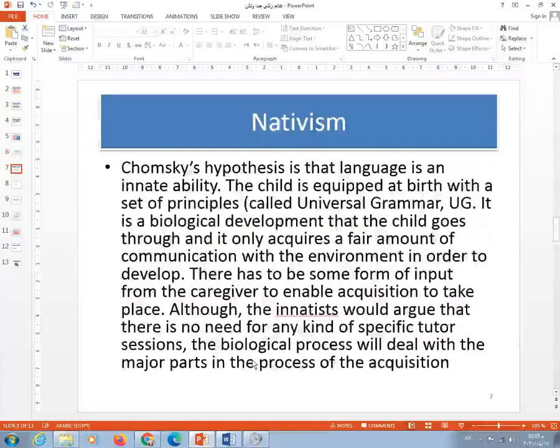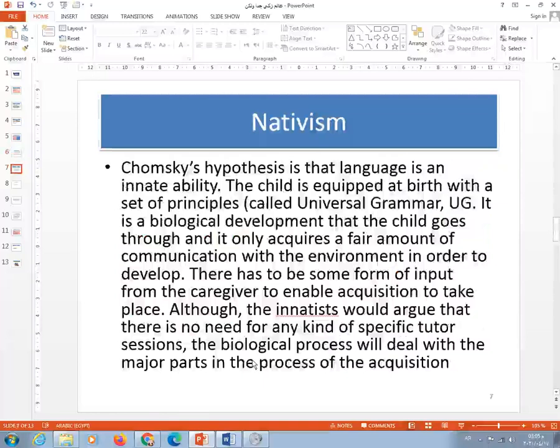Chomsky's hypothesis is that language is an innate ability, and the child is equipped at birth with a set of principles called universal grammar, or UG, and it's a biological development that the child goes through, and it only requires a fair amount of communication with the environment in order to develop.